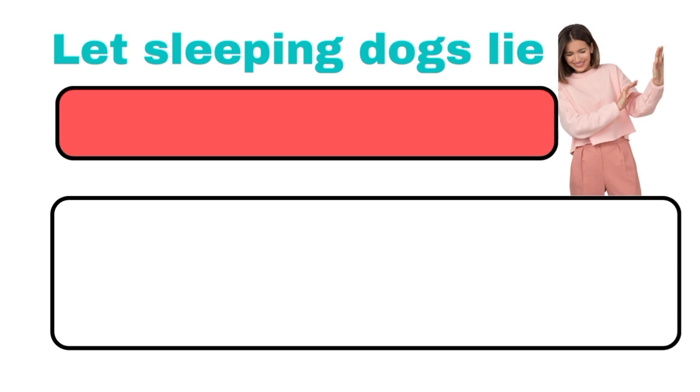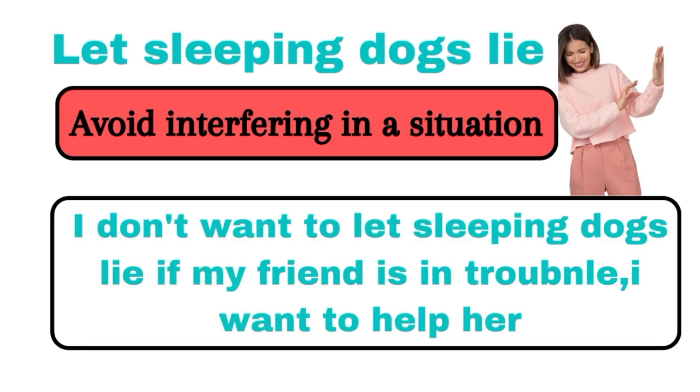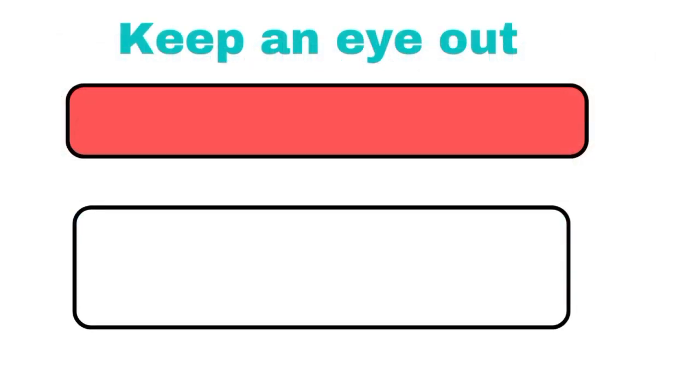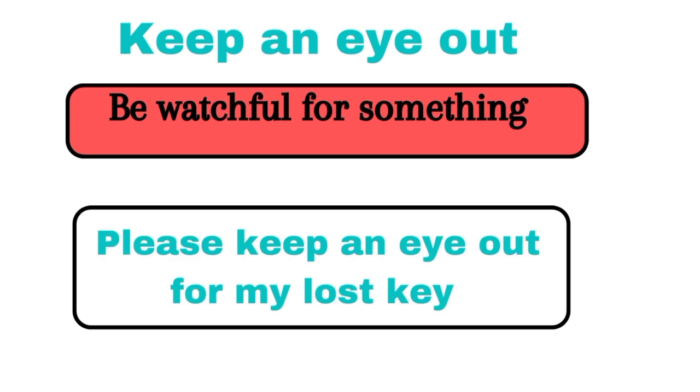Let sleeping dogs lie. This means to avoid interfering in a situation. For example, I don't want to let sleeping dogs lie. If my friend is in trouble, I want to help her. To keep an eye out. This means to be watchful for something. For example, please keep an eye out for my lost key.